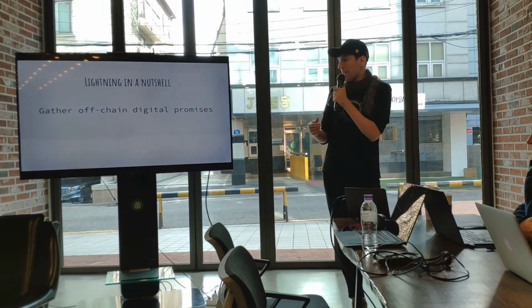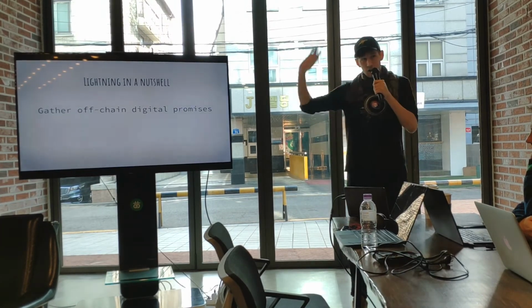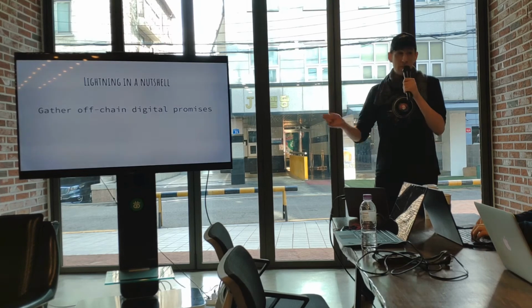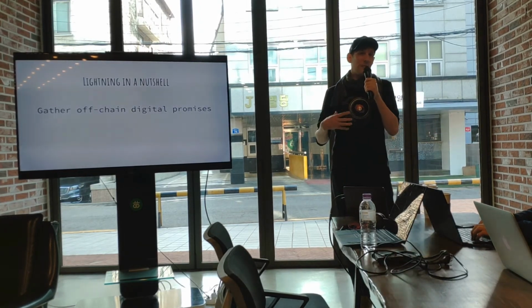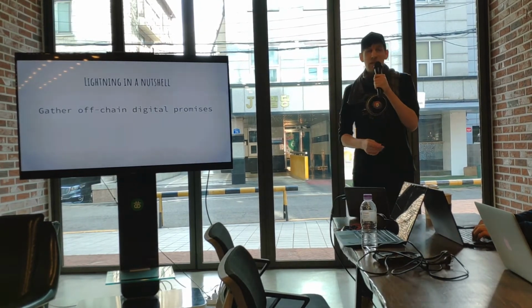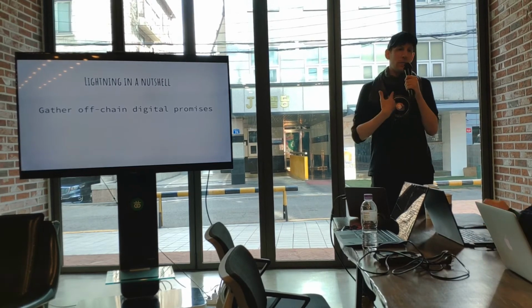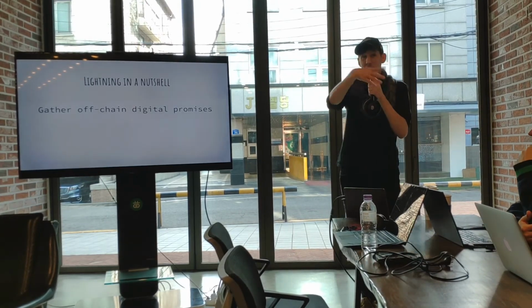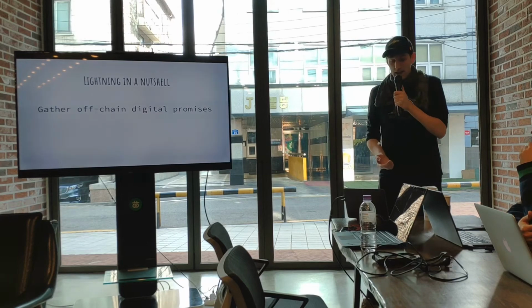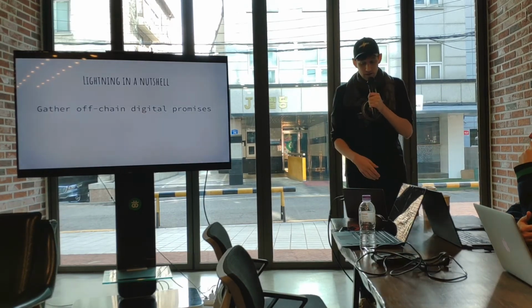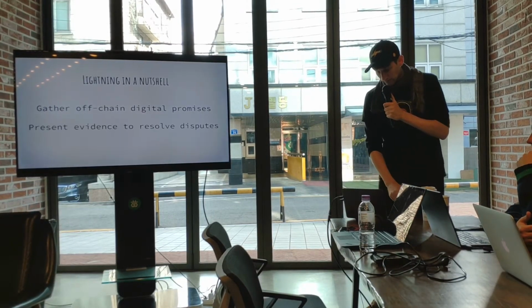And now we make these off-chain, so not on the Bitcoin blockchain, but off-chain digital promises, where I say, well, out of these 5 Bitcoins that I locked up, I'll send you 1. So I will have 4 Bitcoins, and you had 5 Bitcoins earlier, now you have 6 Bitcoins. And these promises are kept between us, so we don't really send them to anyone.